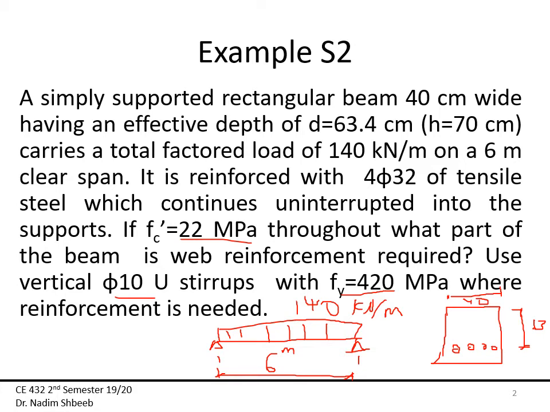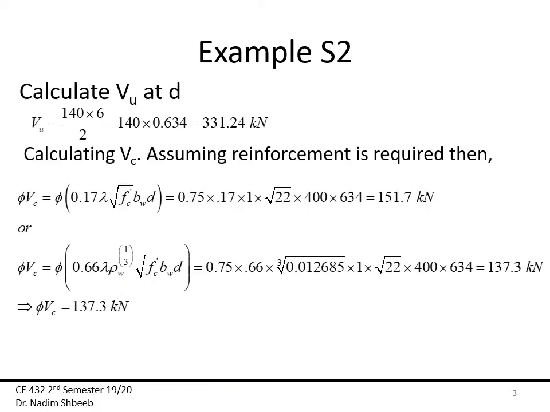And since this is a simple beam, here we're going to calculate V ultimate at D from the support. So that would mean V ultimate would be equal to 140 times 6, this is your W, this is your L. So I'm basically saying it's WL over 2 minus W times D, all right? That will give me the V ultimate, which is 331.24 kilonewtons. Now I need to know whether I'm going to require reinforcement or not.